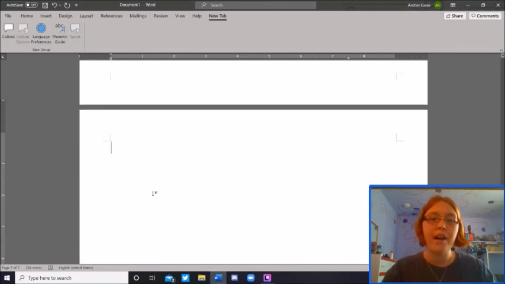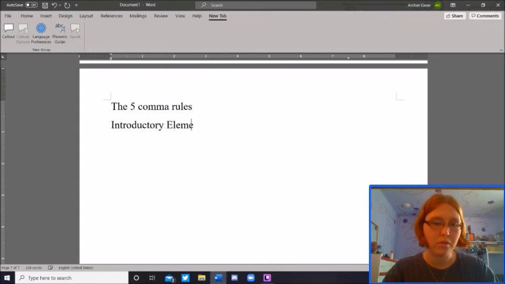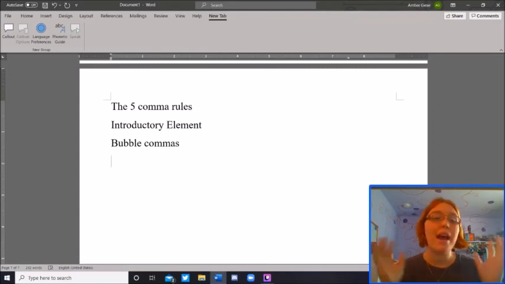So the 5 comma rules, just as a reminder, we've got the introductory element, which is a word or phrase at the beginning of the sentence that gives you context for the rest of the sentence. Bubble commas, which gives you extra information in the middle of the sentence.